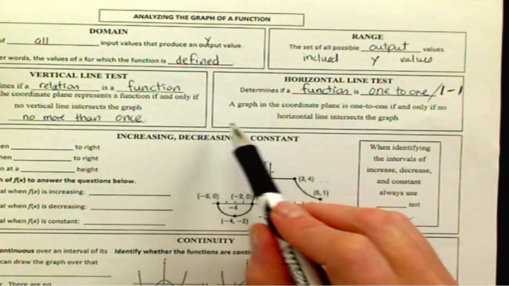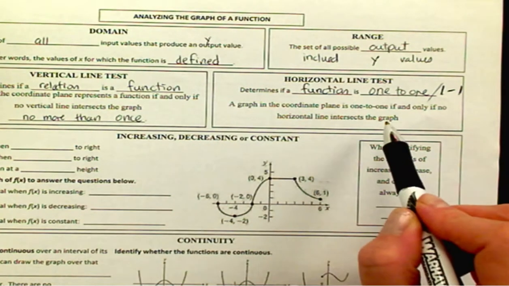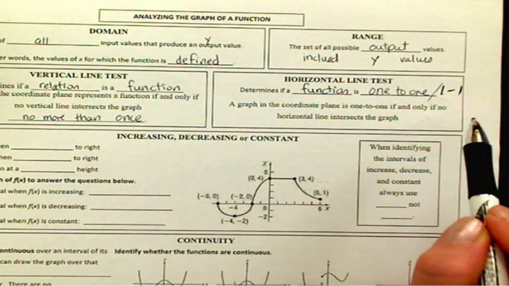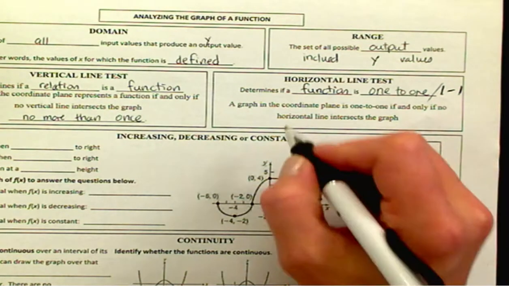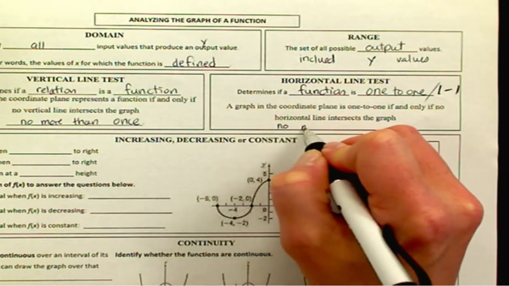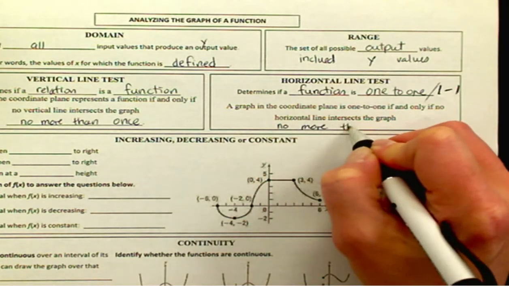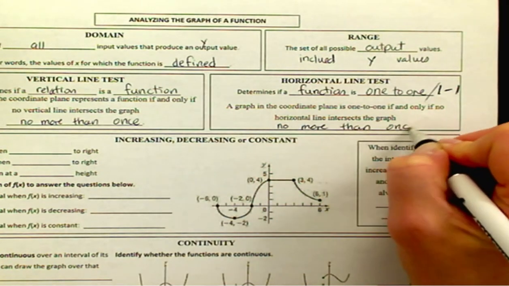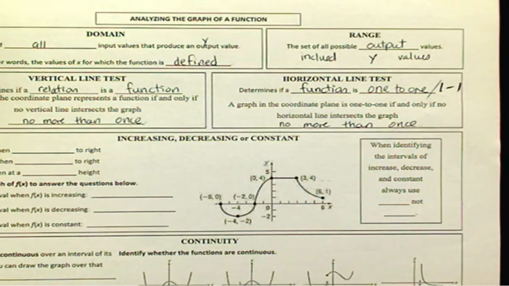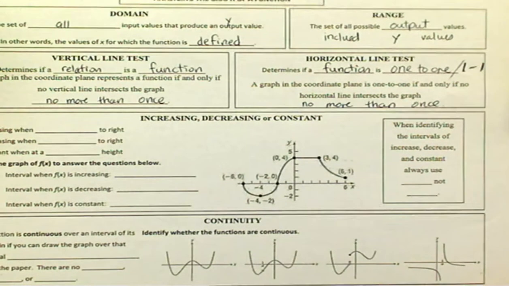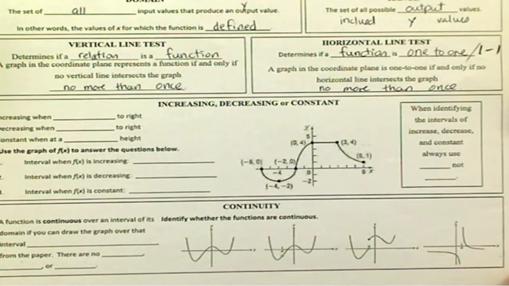Okay. A graph in the coordinate plane is 1-to-1 if and only if no horizontal line intersects the graph no more than once. All right.